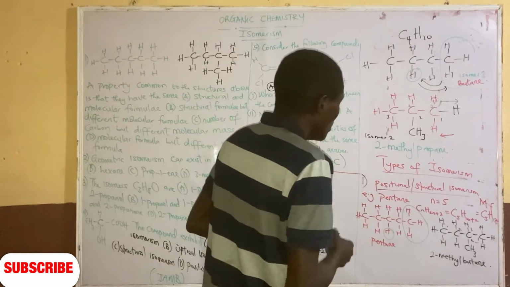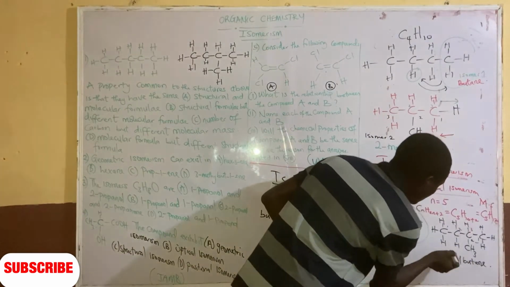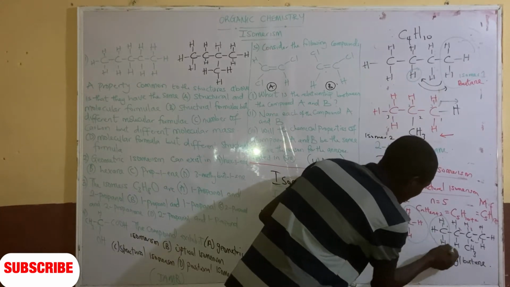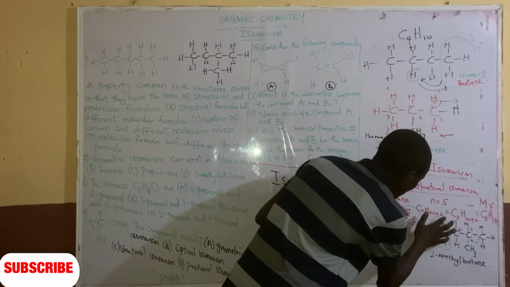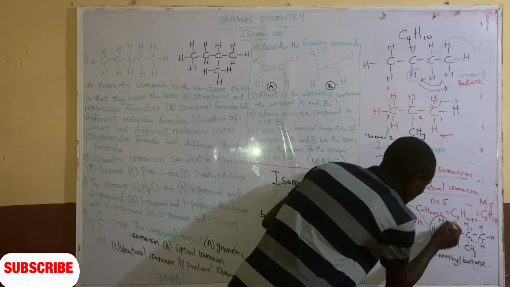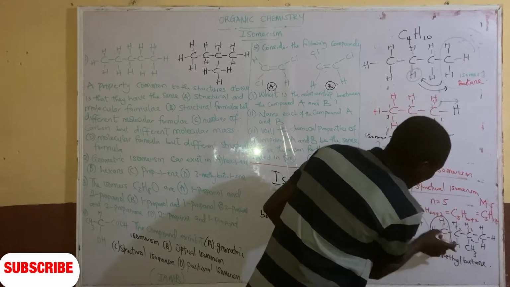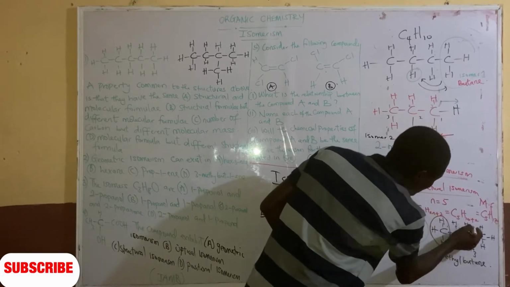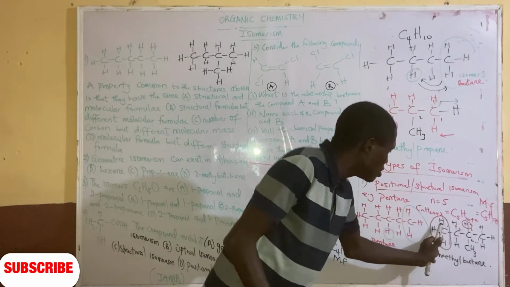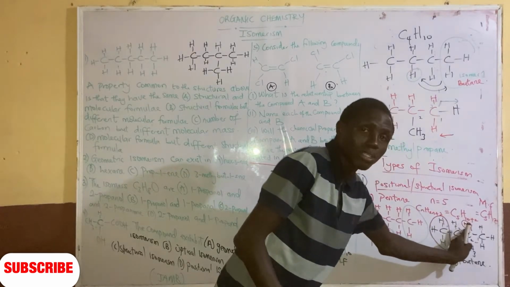Now the last one, I can decide to also take the methyl here. Let me use another color. I decide to take the methyl here and use it to replace the hydrogen here. I can remove this methyl and use it to replace this hydrogen, so as to have another compound. So this methyl can be removed to replace this hydrogen in the middle here.